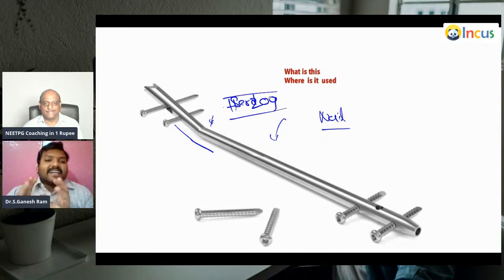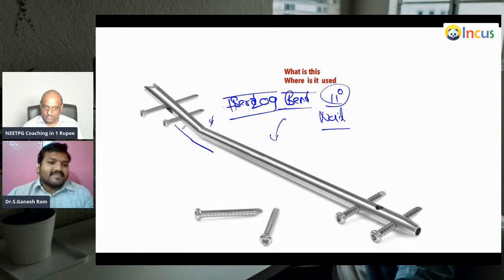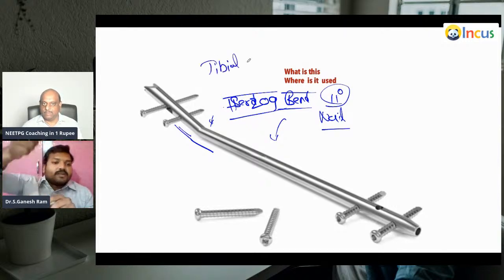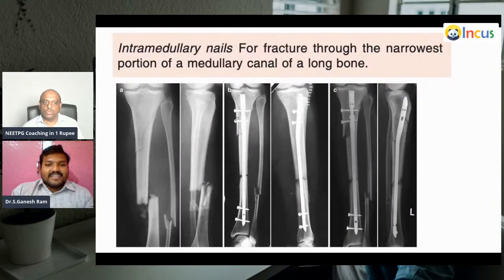Herzog bend. It's 11 degrees, sir. It is 11 degrees. So this is only present in the tibial nail. To accommodate the tibial slope, there is a bend of 11 degrees in the nail. So this is a tibial nail, Herzog bend of 11 degrees. I have seen some MCQs regarding this Herzog bend also. That's why I wanted to mention that. Great. So this is how we identify whether it's a tibial or femoral nail.